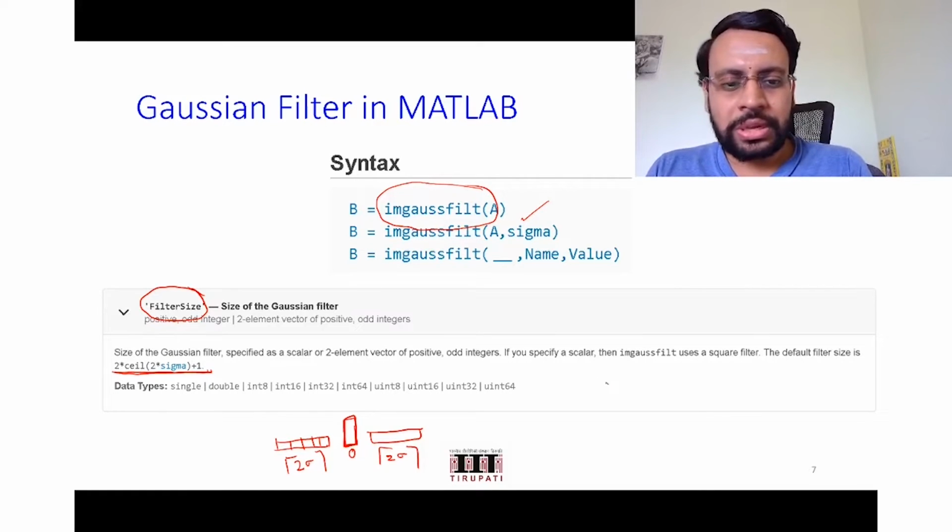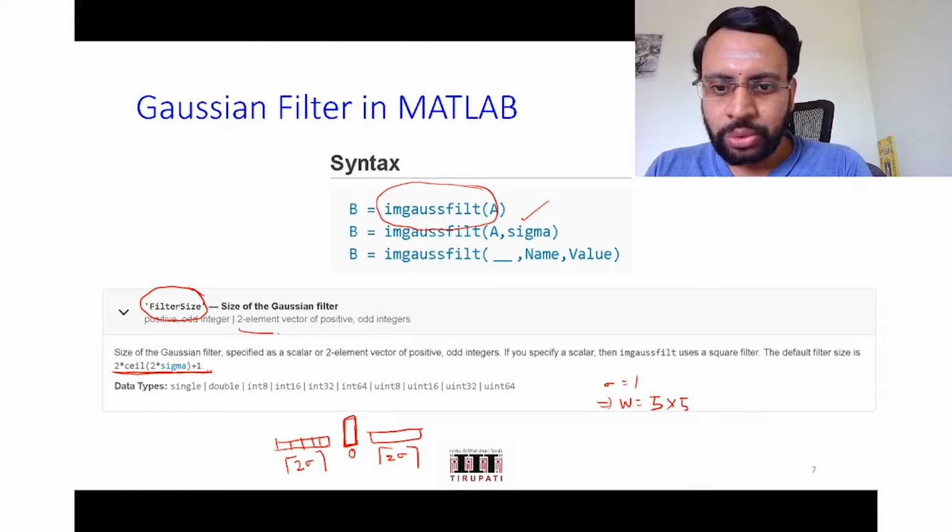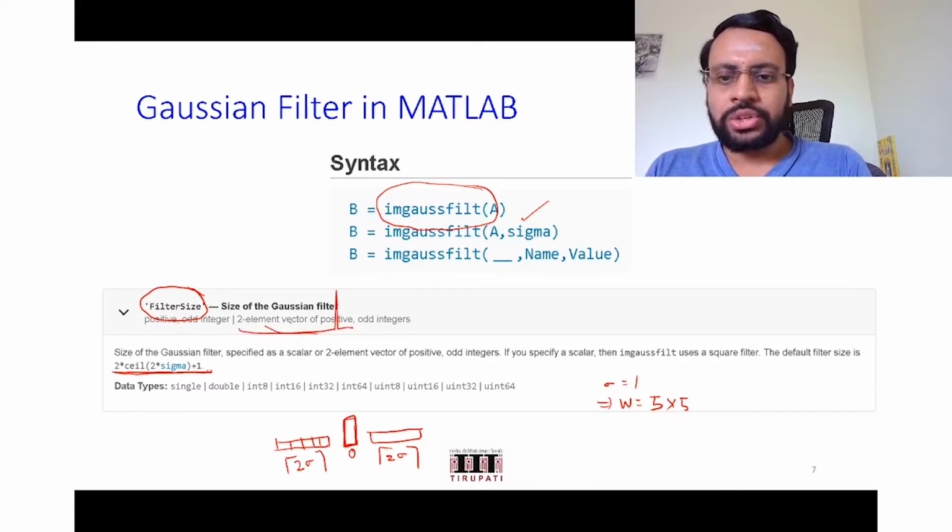So suppose your sigma equals 1. That means the window size would be, let's consider the case of 1D, 2 into 2, 4, plus 1, a size of 5. If you extend it to 2D, it would be 5 by 5. Yeah, I think this is a 2D one because it's a 2 element vector, right? This is a 2D one.